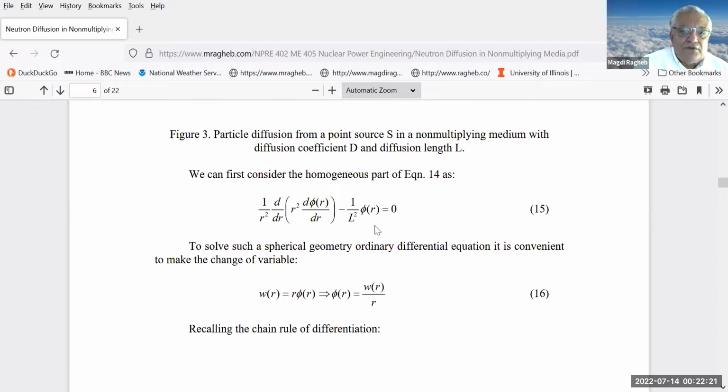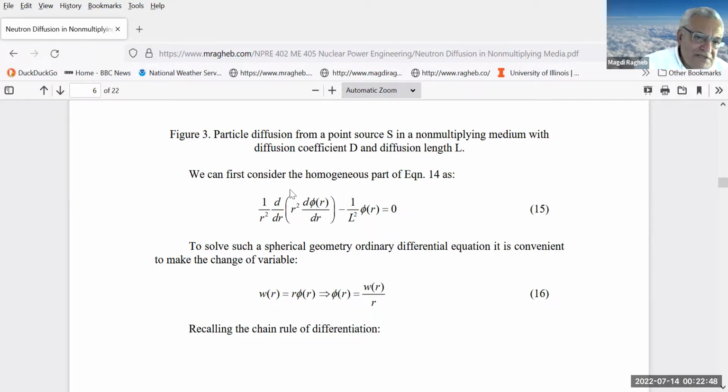So first of all, let us consider the homogeneous part of the equation, then deal with the source later on. In that case, the differential equation we deal with is 1 over r squared d by dr, r squared d phi partial by dr, minus 1 over L squared phi of r for the flux. That is for a point source in a spherical geometry in a multiplying medium, not in a vacuum.